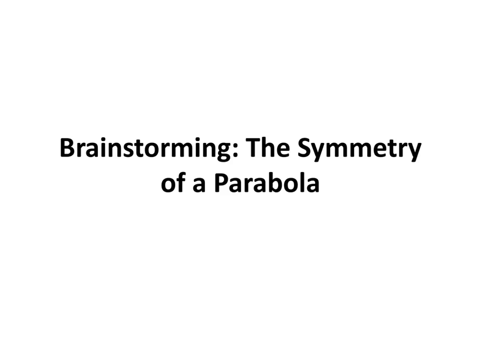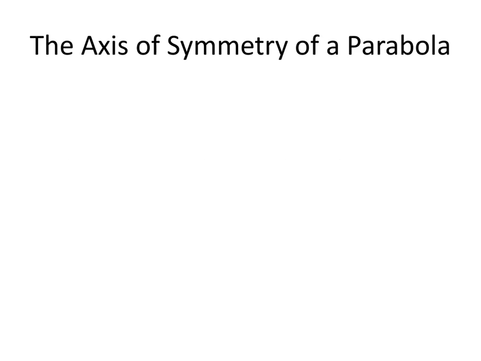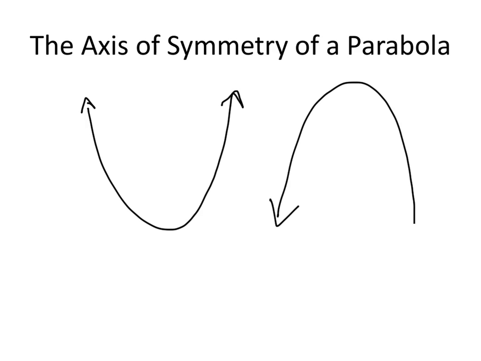In this video, we'll learn about the symmetry of a parabola. When we talk about the axis of symmetry of a parabola, we're referring to something involving the vertex of that parabola. So remember that a parabola has a general shape that looks like a U shape, either right side up or upside down. And remember that the vertex of that parabola is this point where the parabola turns around.